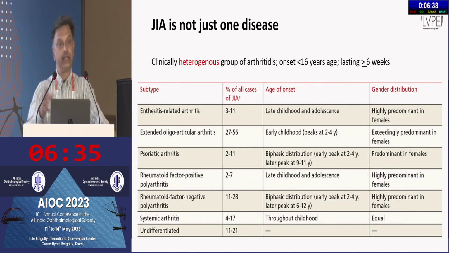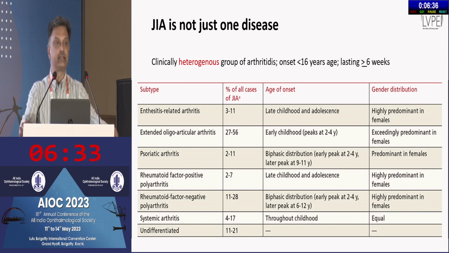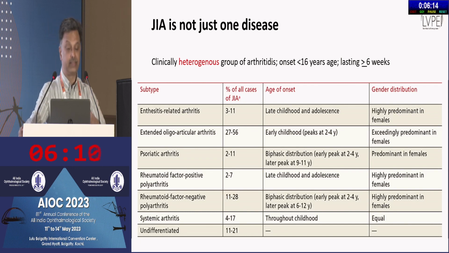Again, if you look at JIA as such, JIA is a collection of multiple different types of conditions, from enthesitis related arthritis, which will typically cause a B27 type of disease, redness, pain, etc., to the most common type of JIA, which is extended oligoarticular arthritis. And then you have psoriatic arthritis, systemic arthritis, and each of these have a different prevalence of uveitis.